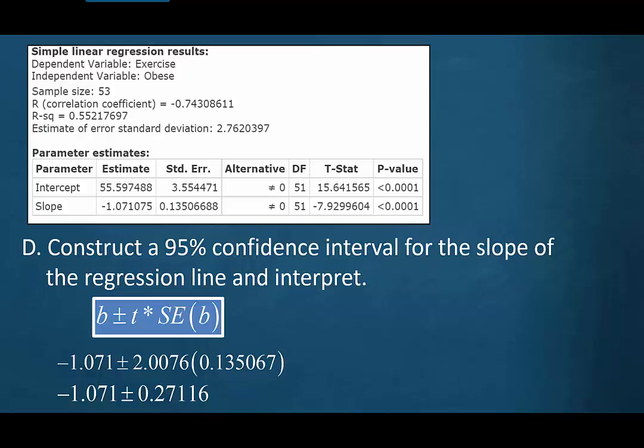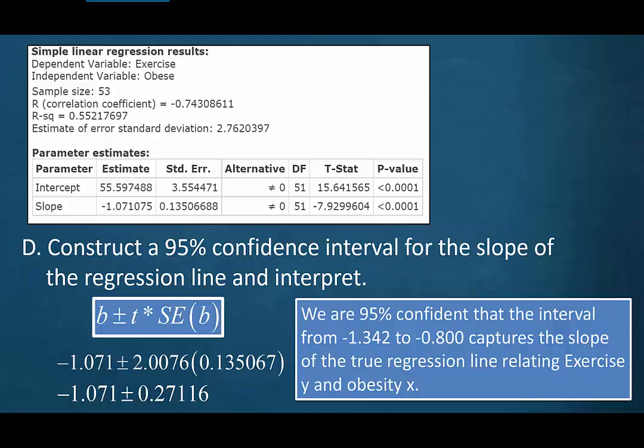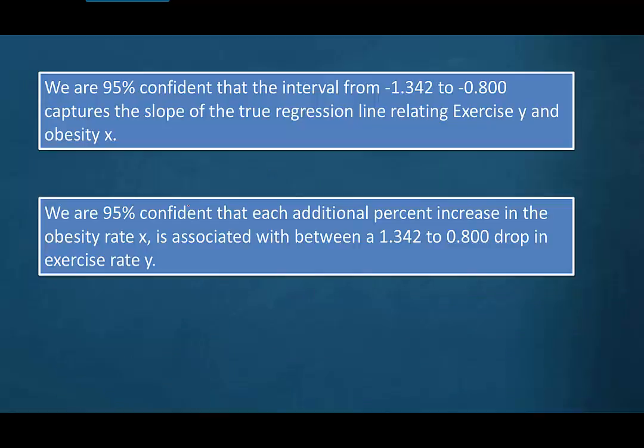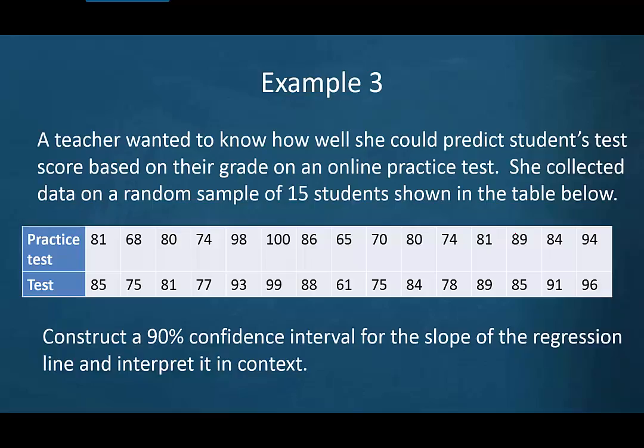So we have our interval. We're 95% confident the interval from negative 1.342 to about negative 0.800 captures the slope of the true regression line relating exercise, which was y, and obesity, x. That's one way to interpret that. And the other way, which sometimes makes a little more sense in the context of the problem, is that we are 95% confident that each additional percent increase in obesity rate, x, is associated with between a 1.342 and 0.80 drop in exercise rate.